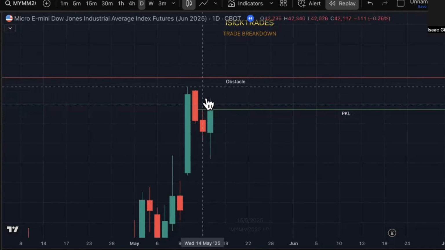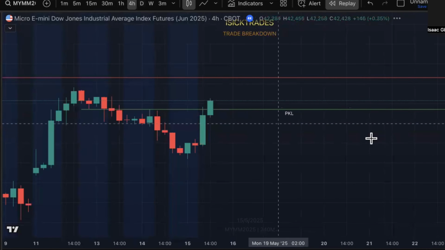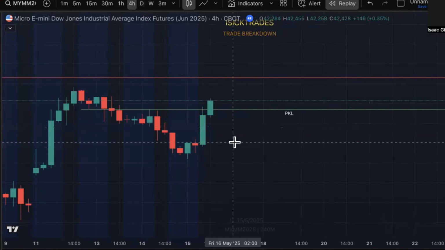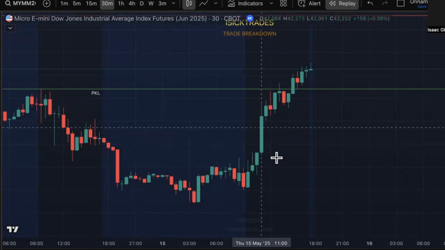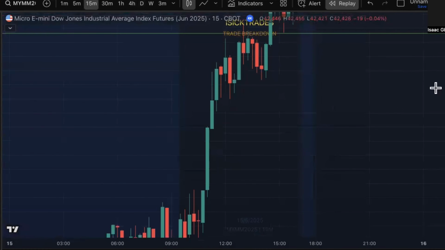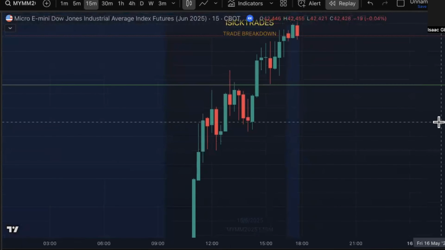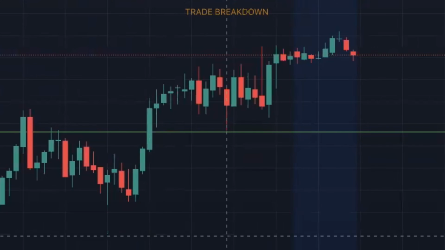Now that we have our obstacles and our pro key level, the next step is to go down to lower time frames to find ranges that make sense with your pro key level. So I go to my 4 hour and I don't see anything too clear. Same thing with the 1 hour. Same thing with 30 minute. The 15 minute clears up a lot more for me. And the 5 minute is honestly better for me.